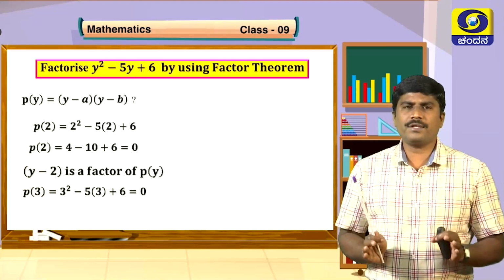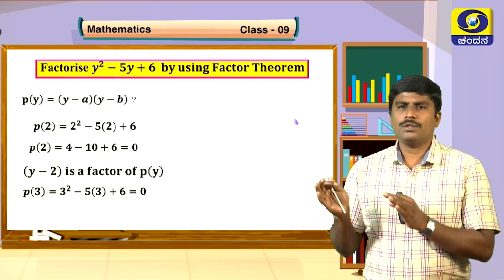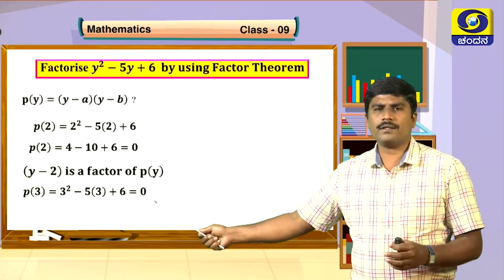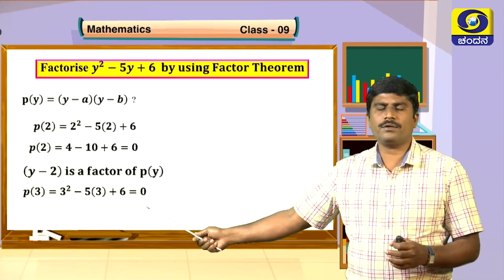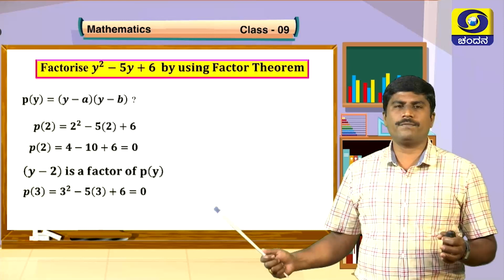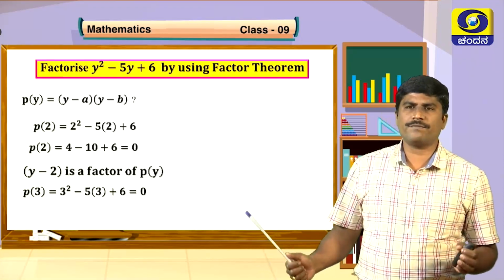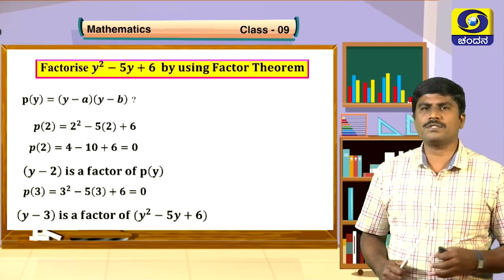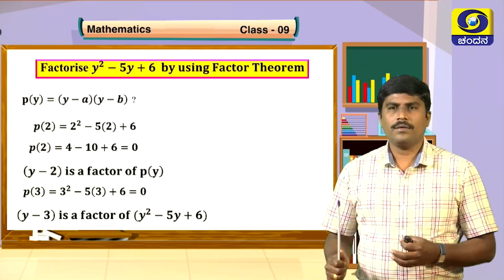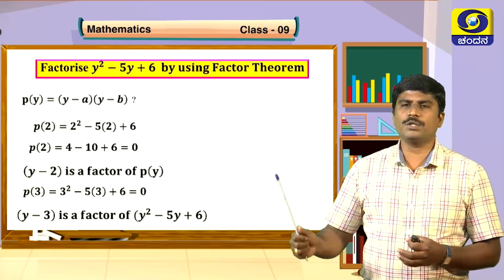So if P of 3, let us understand, so y is equal to 3. By substituting y is equal to 3, you will get 3 square minus 5 into 3 plus 6. 3 square means 9. 5 into 3 is equal to 15. So 9 plus 6 is equal to 15. 15 minus 15 is equal to 0. Again you got the value 0 when you substitute y is equal to 3.